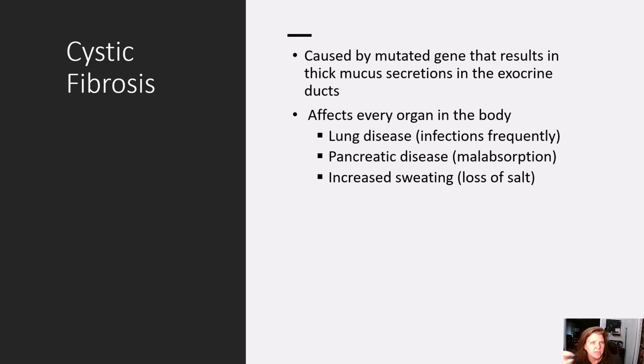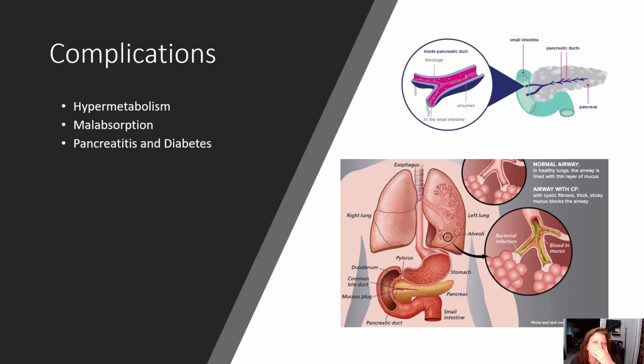The pancreas, the pancreatic ducts, we just looked at the bile duct and the pancreatic duct that come together to go into the small intestine. That becomes clogged up from this thick mucus, and we can't get the pancreatic enzymes down into the small intestine, so we are not able to digest, so they end up with malabsorption. And then this mutated gene also causes an increased amount of sweating with excessive loss of electrolytes, so sodium, potassium, and chloride.